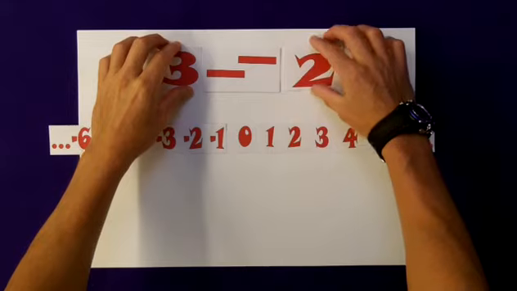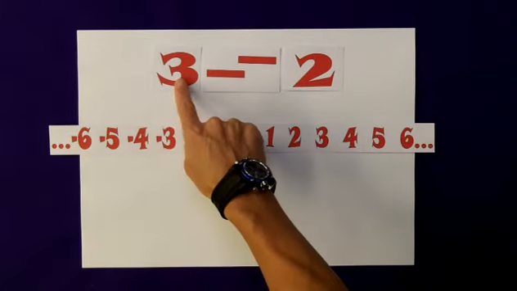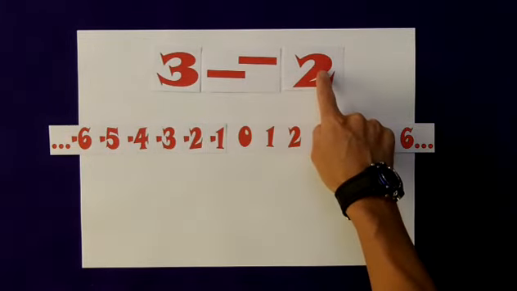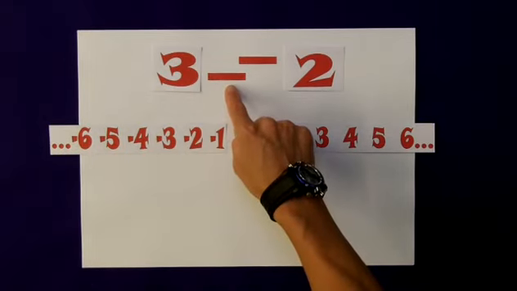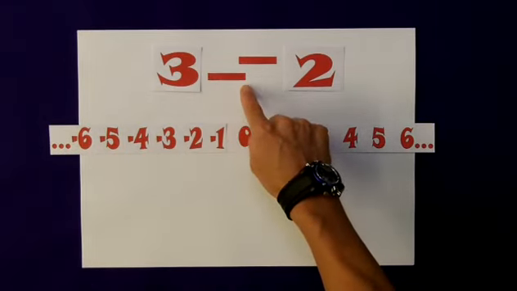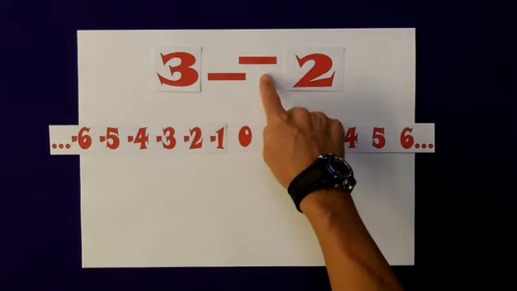I'm subtracting a negative number. 3 minus minus 2. Now in fact, this becomes positive. You are subtracting a negative number. So in effect, these cancel each other out and it becomes an addition.